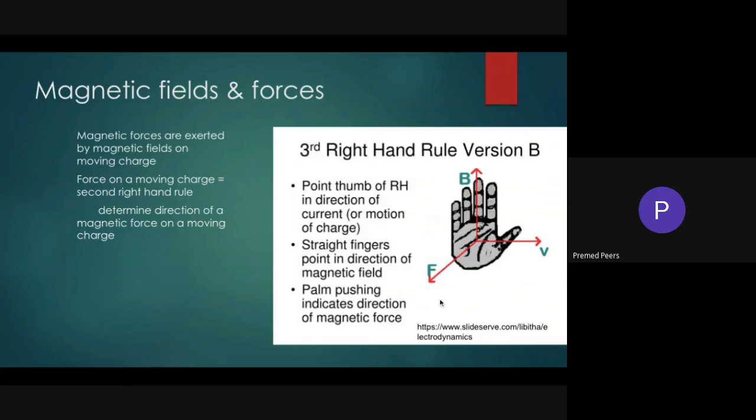So your fingers point in the direction of the magnetic field, your thumb points in the direction of the velocity of the positive charge or current, and then your palm shows you the direction of the magnetic force.